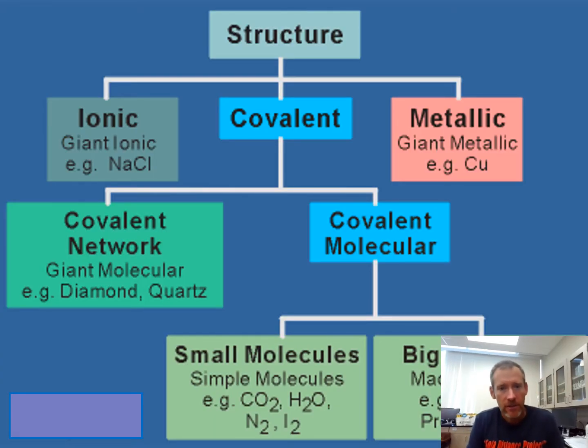So you see here this little flow diagram. You have ionic, covalent, and metallic, and really the only difference with the covalent is you get different structures. You have network structures like diamond and quartz, and then you have molecular structures that are simple like carbon dioxide or water or nitrogen gas, iodine, and then you have big molecules like DNA and proteins, polymers. Those are big, giant structures.